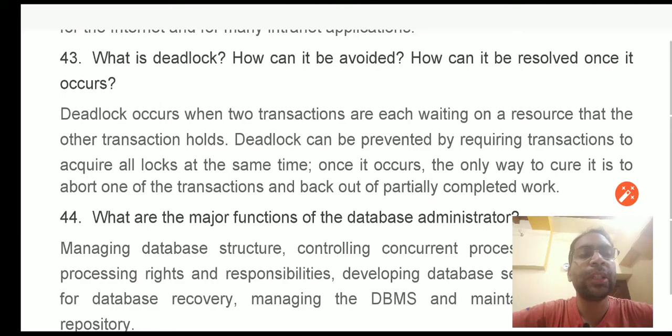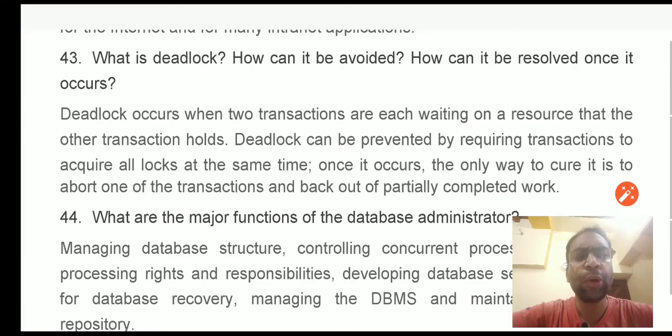And once it occurs, the only way to cure it is to abort one of the transactions and back out of partially completed work. So deadlock is never a good situation for a system. So we have to take care of the deadlock situations. We try to identify the deadlock situations beforehand, and if we see that a deadlock is going to happen, then we should take the necessary steps and measures.